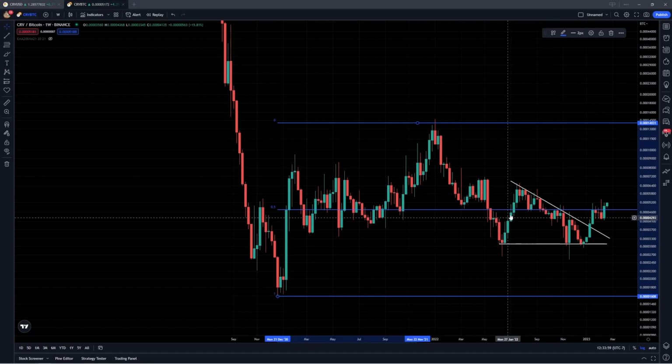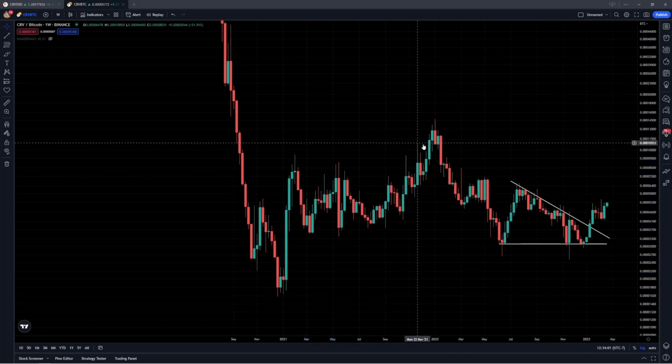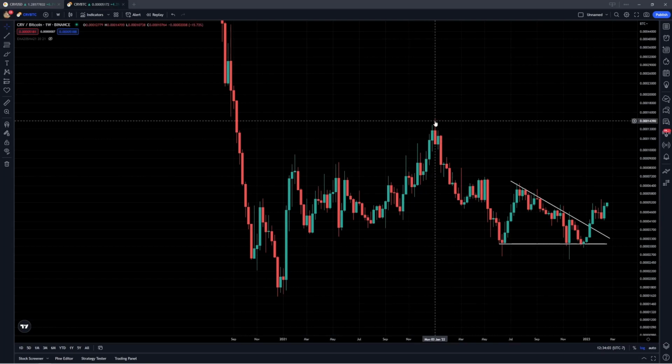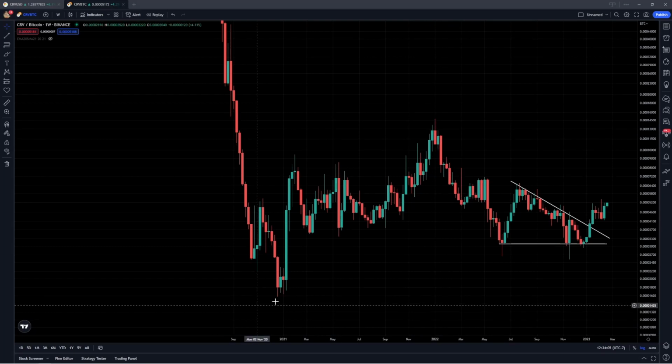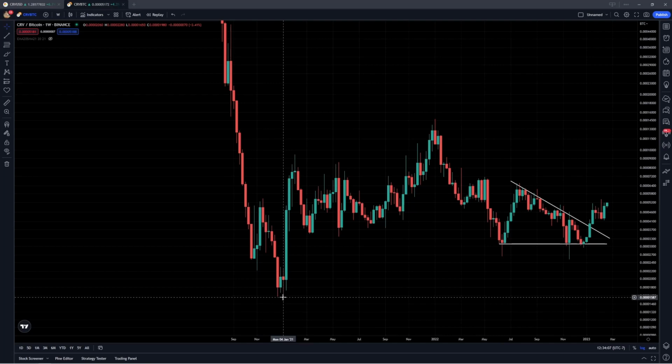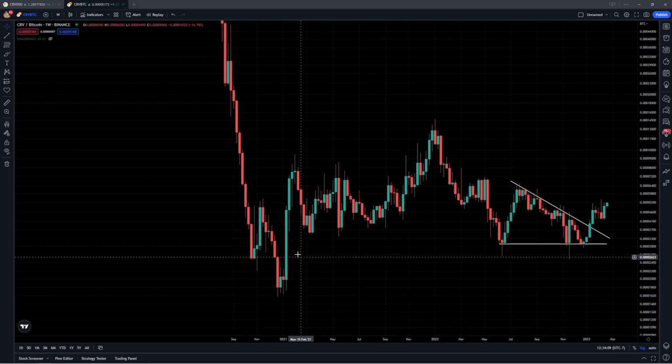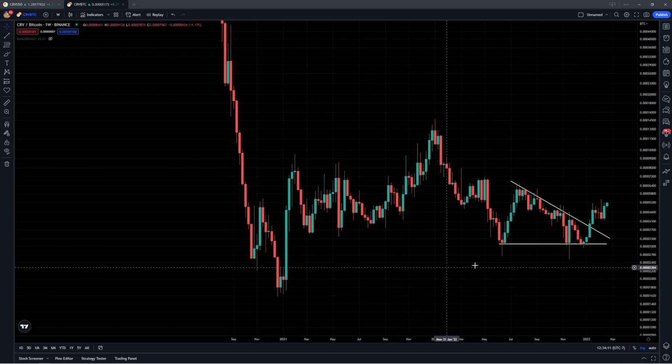So just wait to see if we can start to have either a break above this range high from back here in January 2022 or a break down below the range lows from back here in January 21. But until then, we're just basically range bound, we're consolidating.